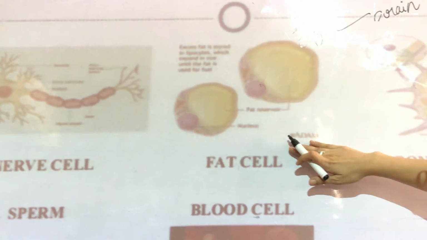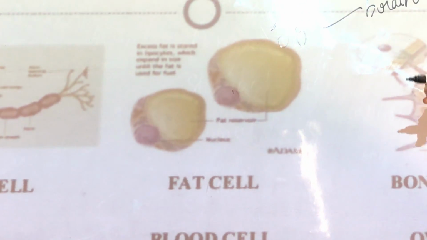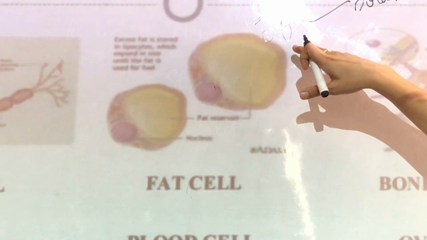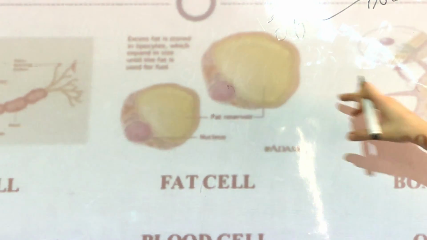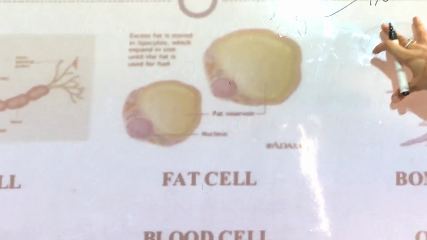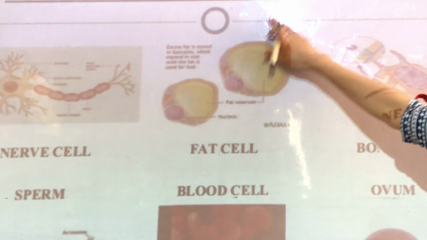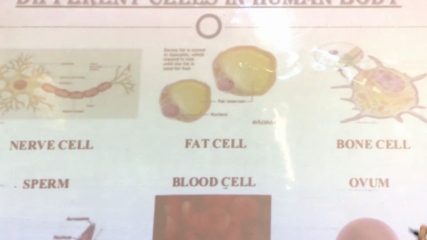Fat cell in our body is in the skin. Okay, so skin is not made up of one fat cell. Many fat cells combine to make tissues, and those tissues come together, they make your skin. Fat cells. Okay, also the fat which is present in our body is also made up of cells.